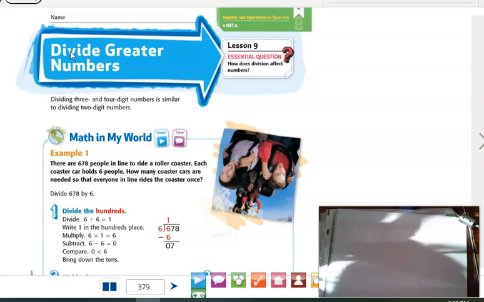Hi, we're looking at Chapter 6, Lesson 9. Our essential question is, how does division affect numbers? We're going to be dividing 3- and 4-digit numbers, which is similar to dividing 2-digit numbers.